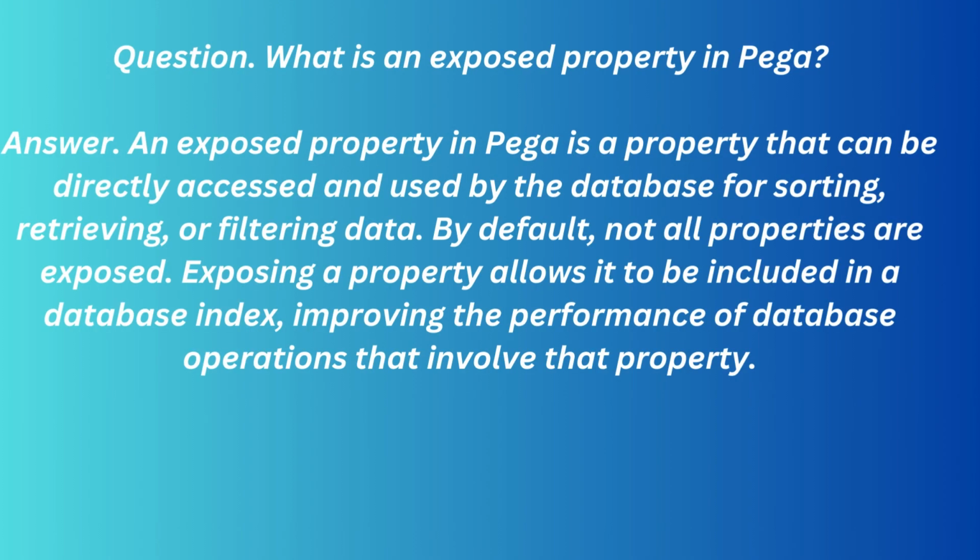Question. What is an exposed property in Pega? Answer. An exposed property in Pega is a property that can be directly accessed and used by the database for sorting, retrieving, or filtering data. By default, not all properties are exposed. Exposing a property allows it to be included in a database index, improving the performance of database operations that involve that property.